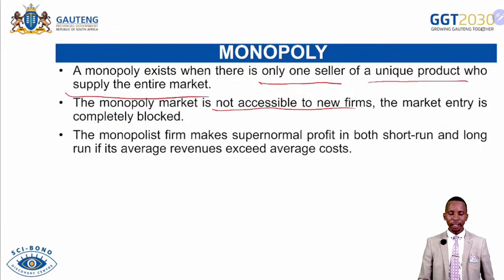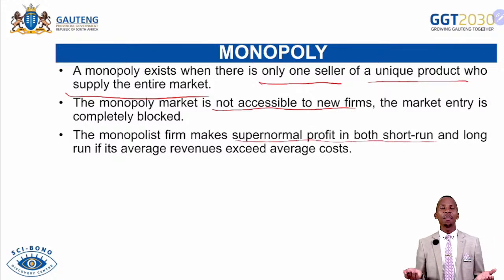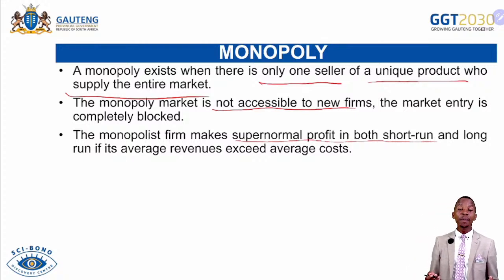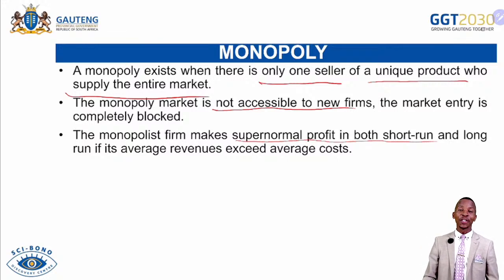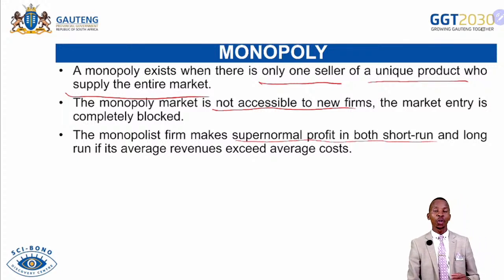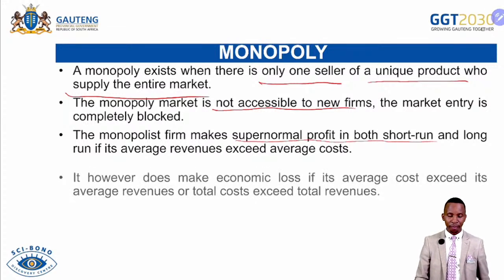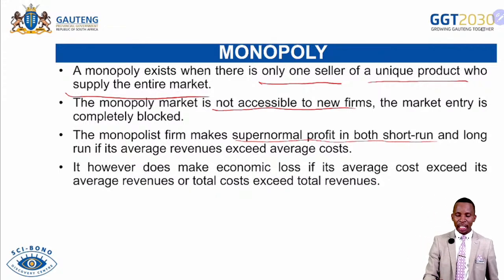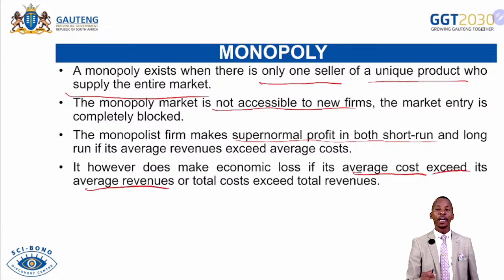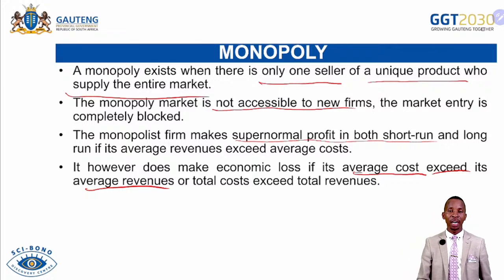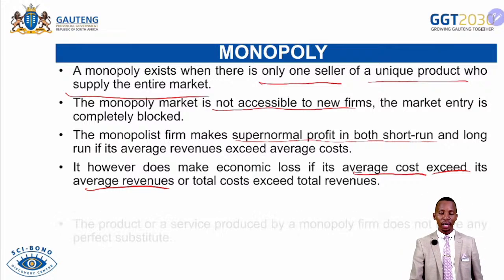The monopolist firm makes supernormal profit in both the short run and the long run. Yes, remember the firm is the only supplier of a very important product. Therefore, the firm will make supernormal profit in both the short run and the long run. But the question is, is it possible for the monopolist firm to make normal profit or economic loss? It is possible. It does make economic loss if average cost exceeds its average revenue. The monopoly can make economic loss if its average costs are more than average revenues, or total costs are more than total revenues.